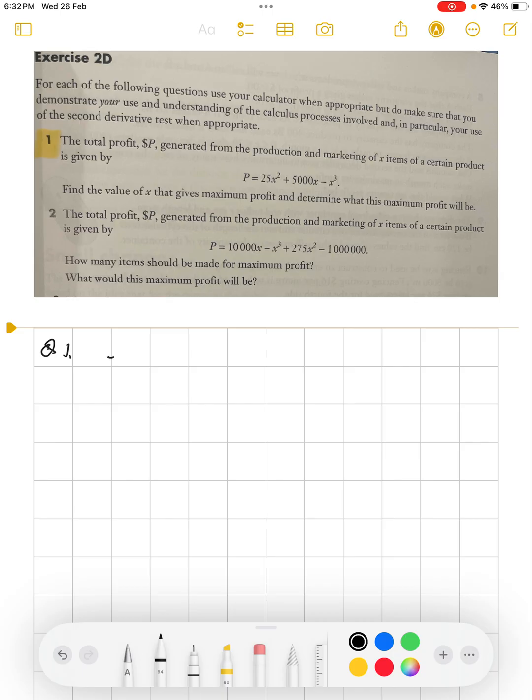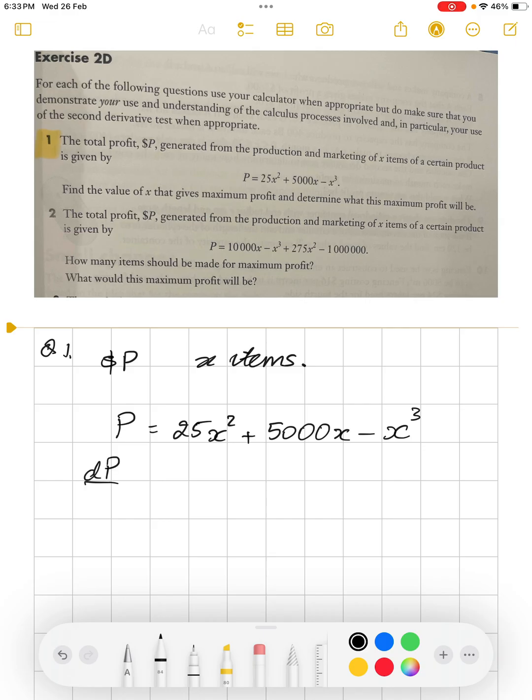So the total profit is P dollars, and it's generated by marketing x items. And we're going to be looking at this formula for profit, and it says profit equals 25x squared plus 5,000x minus x cubed. And we want the value of x that gives the maximum profit. Now, maximum profit is when the derivative dP/dx is equal to 0.